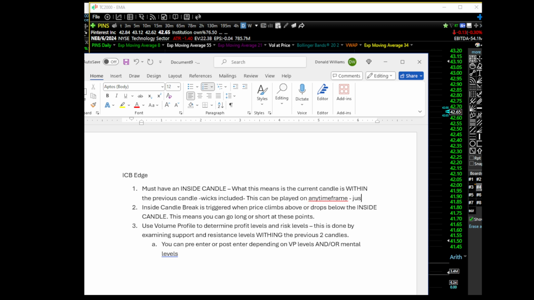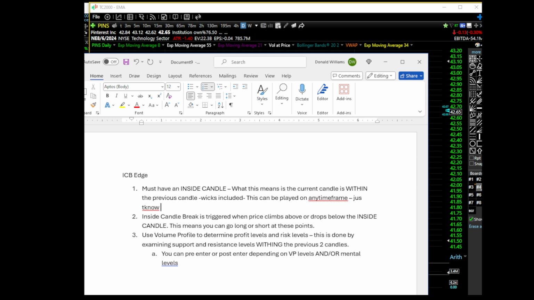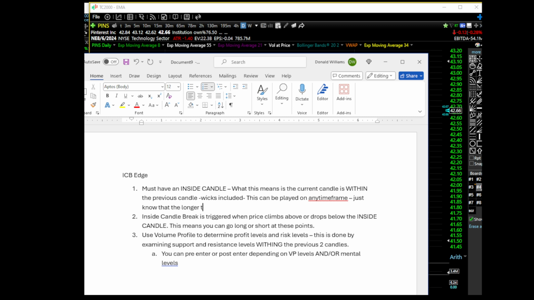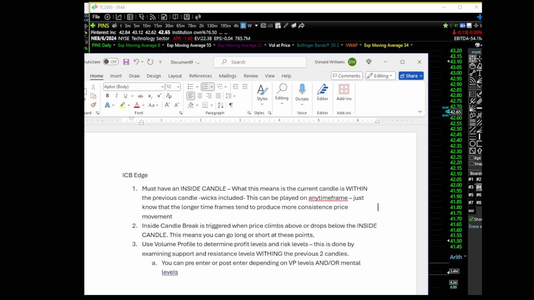Just know that the longer time frames tend to produce, how do I say this? Not better results, but more consistent price movement. What I mean by that is you're going to have less breakdowns and breakouts and all that stuff. Okay.